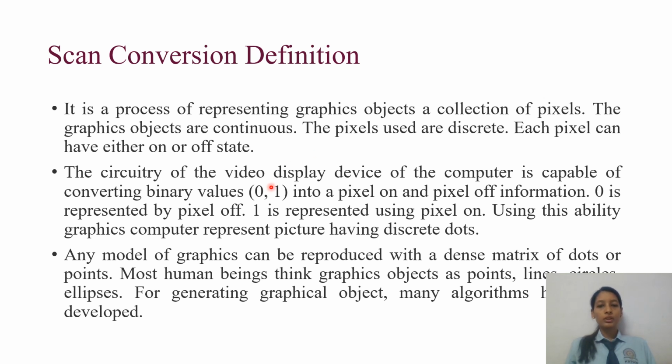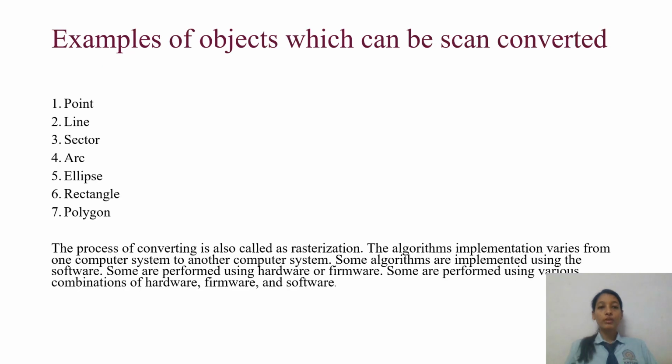The video display device of the computer is capable of converting binary values 0 and 1 into pixel on and pixel off information. 0 is represented by pixel off and 1 is represented using pixel on. Using this ability, graphics computers represent the picture as discrete dots. Examples of objects which can be scan converted: point, line, sector, arc, ellipse, rectangle, polygon. The process of converting is also called rasterization.